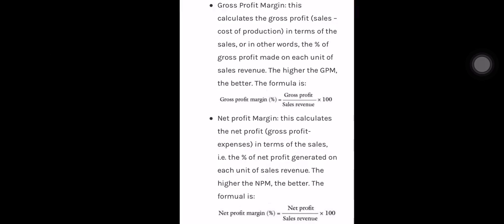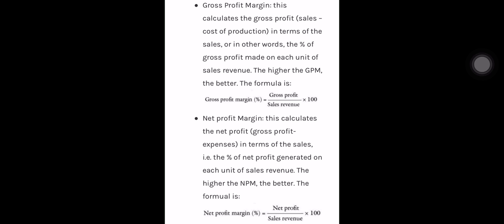The second ratio is the gross profit margin, and as we studied in the income statement, we calculate the gross profit as the difference between the sales revenue and the cost of the goods sold. So gross profit margin is how much your gross profit is in terms of the sales. So if I told you that the gross profit margin this year was 40%, this means that for each $1 of sales you are making, you are generating 40 cents as a gross profit.